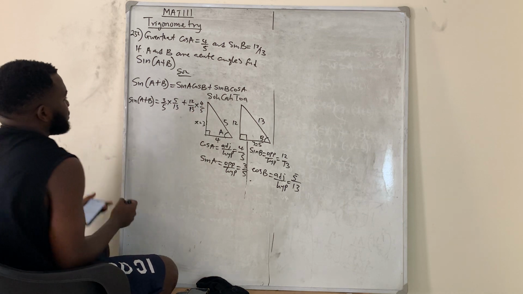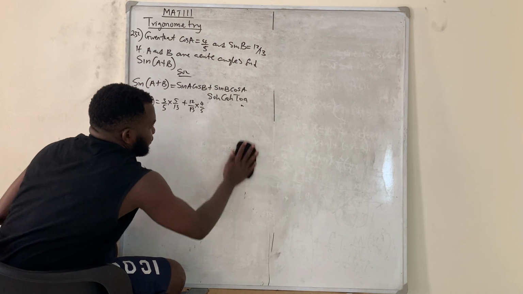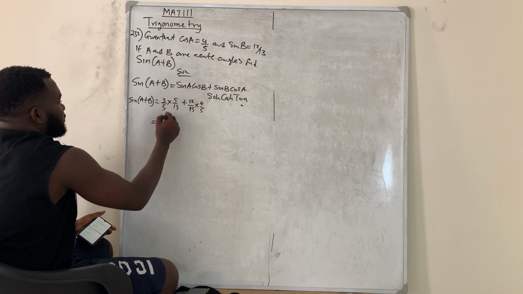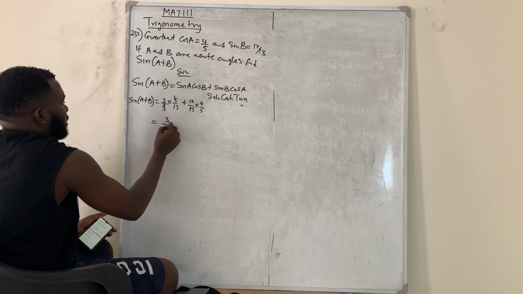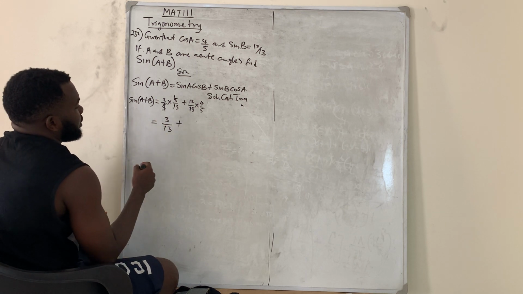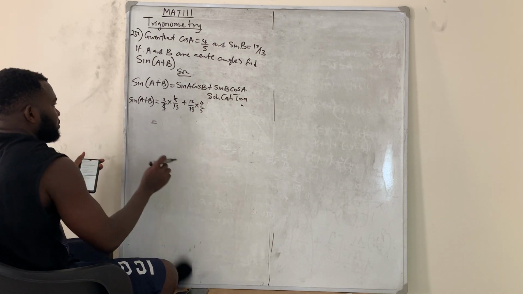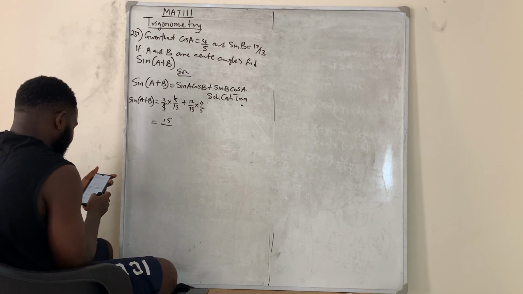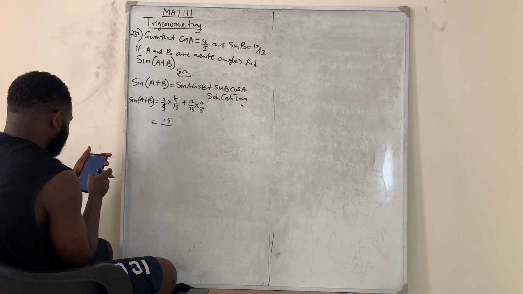If you look at that now, permit me to clean this one I've done here. You're going to have 3 times 5, 15 over, or let me say, to have 3 over 13 plus, can anything cancel? No. Let me just do it this way, without cancellation: 3 times 5, 15 over 5 times 13. Here's my calculator, 5 times 13.